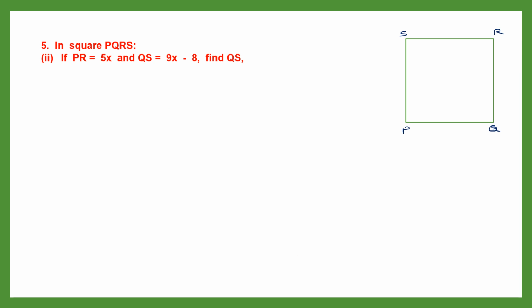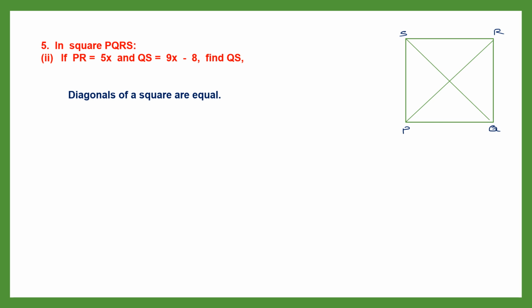If PR is equal to 5x, now here it's given as PR. Now here P and R will be here. That means it's a diagonal, and QS is also given. This is a diagonal. Now we have to find QS. Okay, so we know that in a square, diagonals are all equal. So let's get our diagonals. So we have these two diagonals. The diagonals are equal. Now PR is this diagonal.